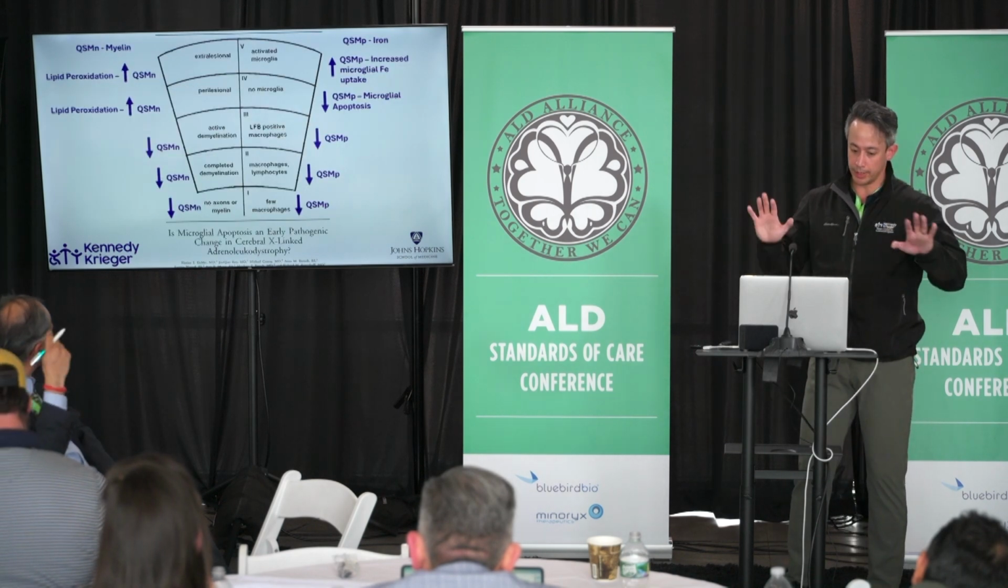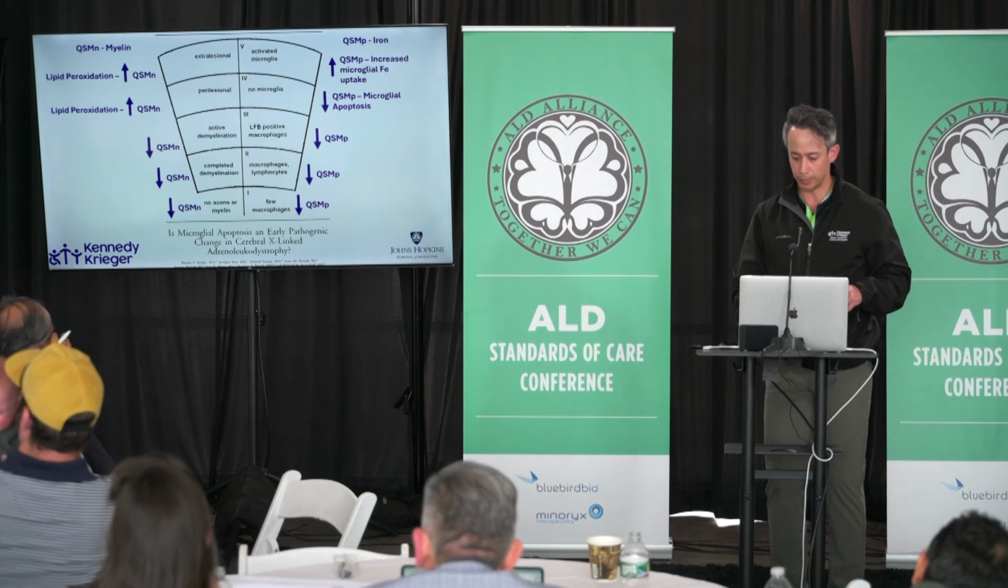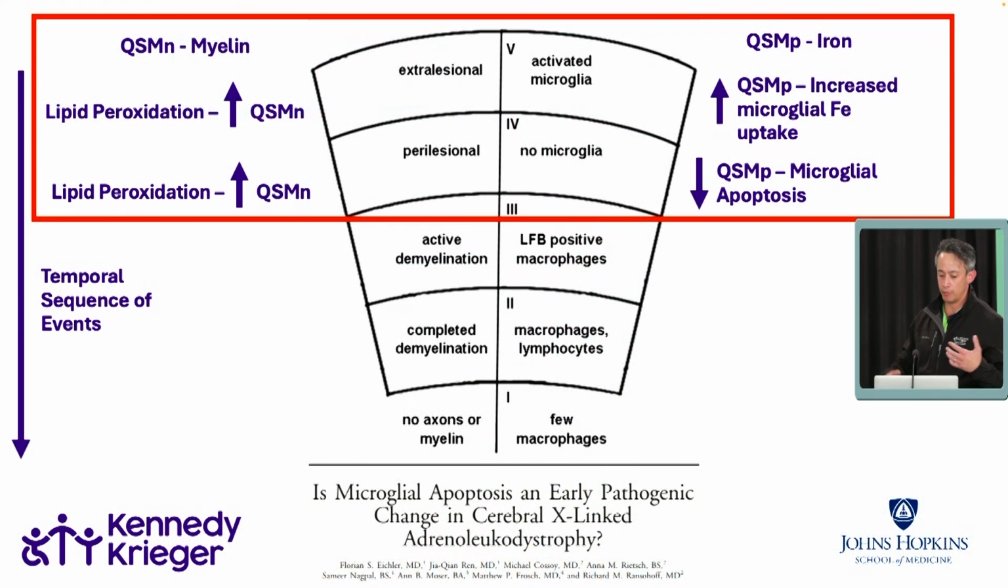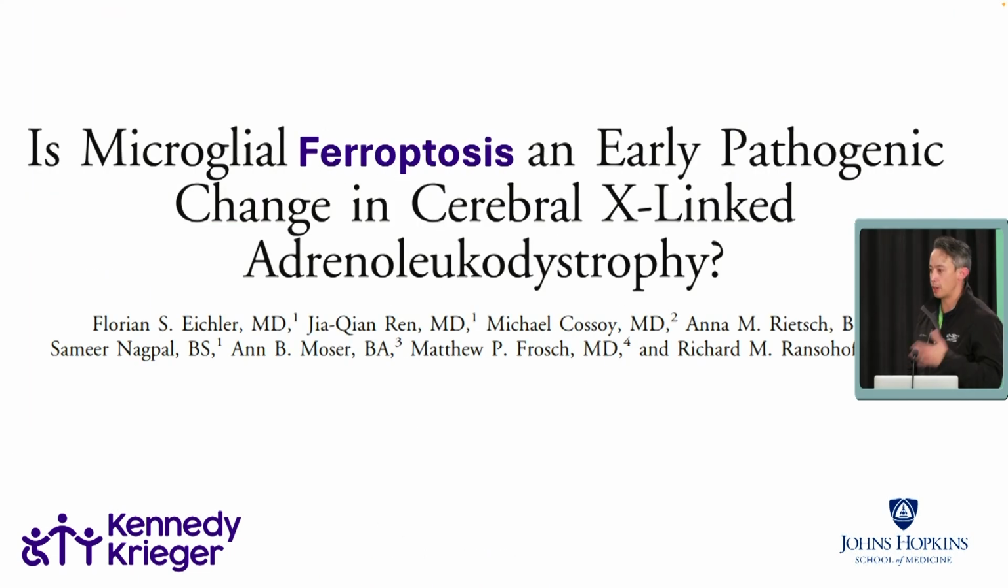So here's what I think is going on. This is the hypothesis. We have not proven it. But taking all the pieces of the story together, all the action is kind of right here. And we also know that the spatial arrangement of a cerebral ALD lesion is also the temporal sequence of events. So what I'm going to posit is: is microglial ferroptosis an early pathogenic change in cerebral X-linked adrenoleukodystrophy? I went through all of this, figuring out the imaging, and I thought, oh my gosh, I think I figured something out.